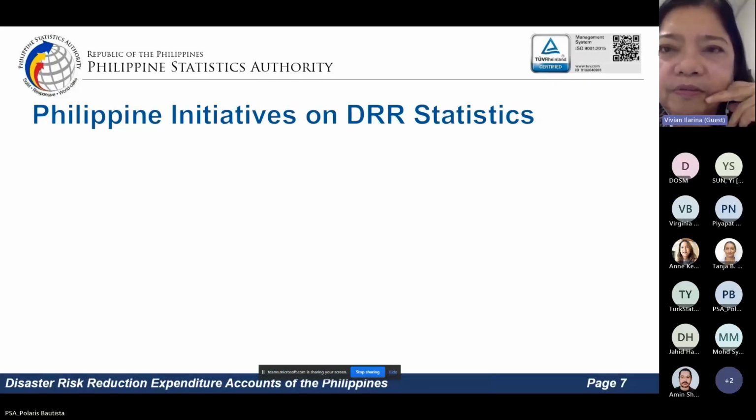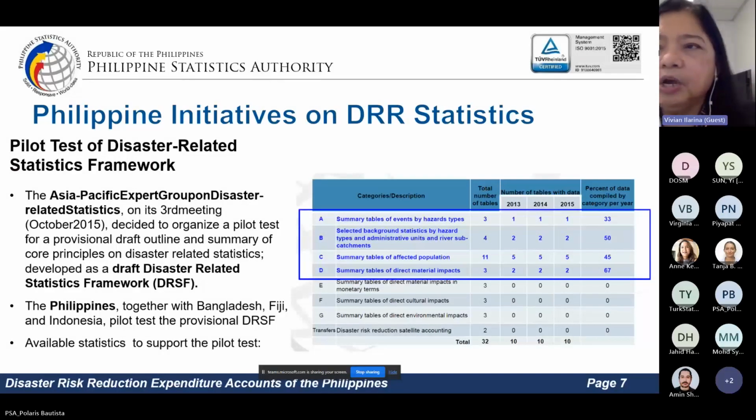Prior to the development of the DRRE statistics, as a pilot country under the UN ESCAP, we participated in looking at exactly what data are available in the Philippines. This follows the Sendai framework. We found out that not all the data that we would need are available, so we tried to look at some proxy indicators. There is a list of data that we would need, but we saw that only about 30 to 33% of the total data needed were available during the time of the UN ESCAP project.